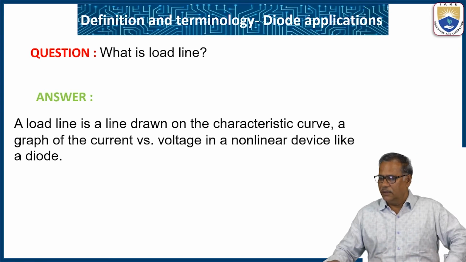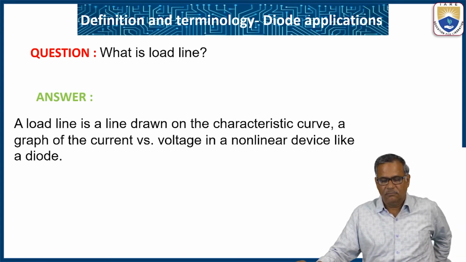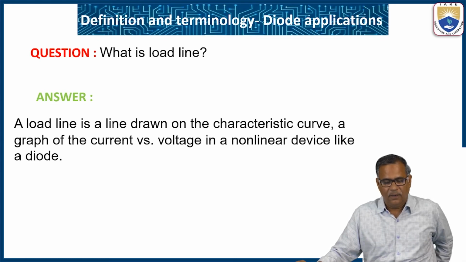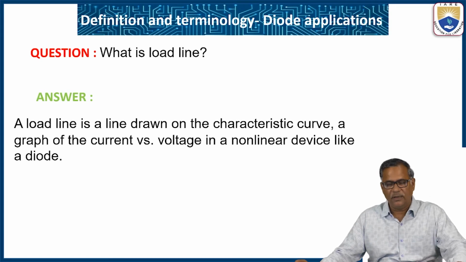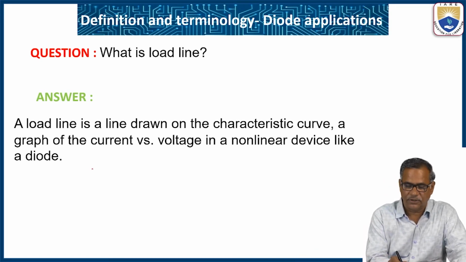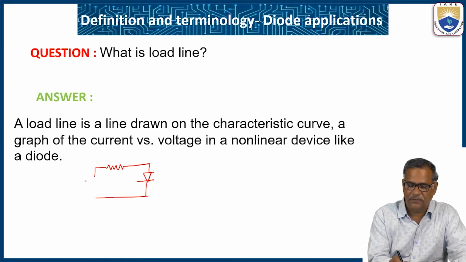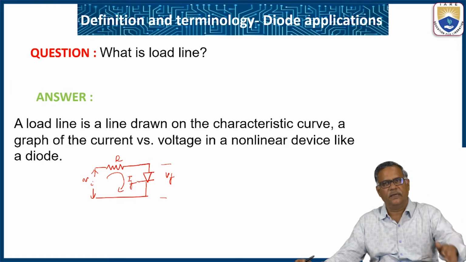Next, what is a load line? See, a load line is a line that is drawn on the characteristic curve, that is the graph of the current versus voltage in a nonlinear device like a diode. So that's a line drawn on the characteristic curve. Suppose you take this circuit having the diode like this. So this is a diode, and let us say Vi is the input voltage, and Vf is the output voltage, and this is the resistor R, and let us say the current in the circuit is If. Because the diode is forward biased, we take the current as If.